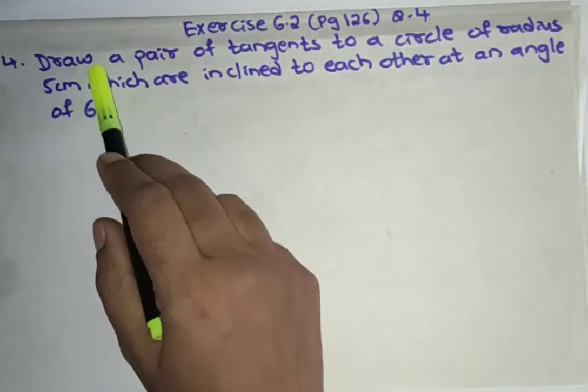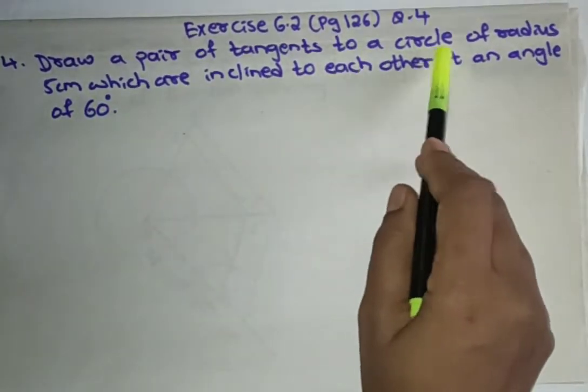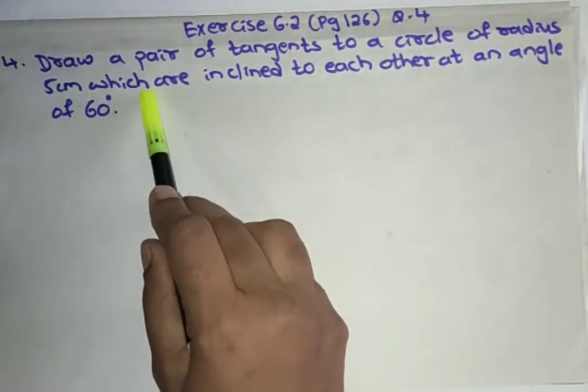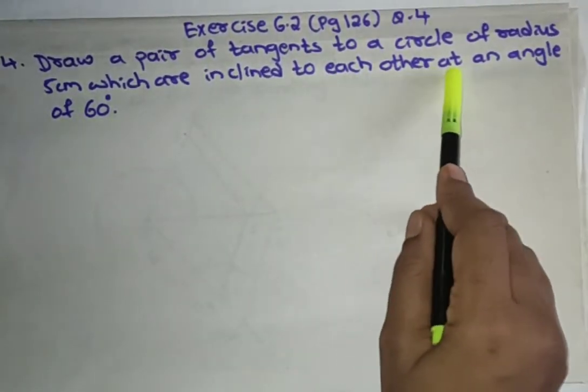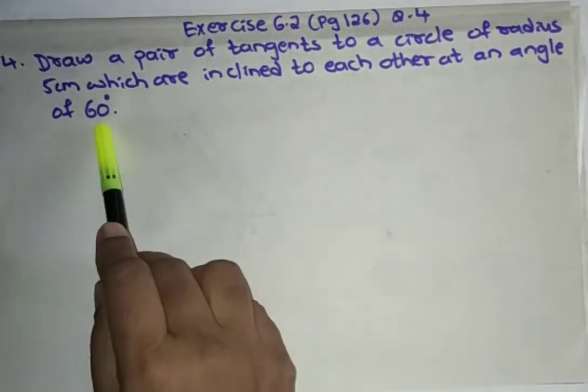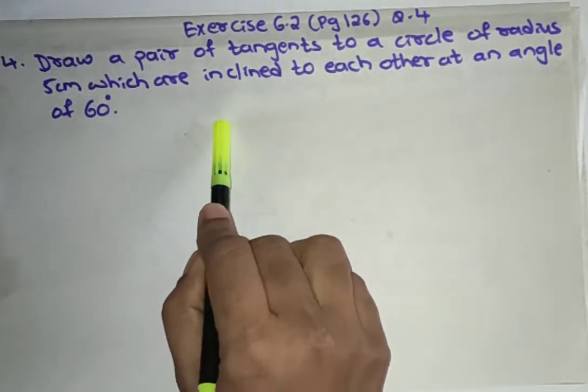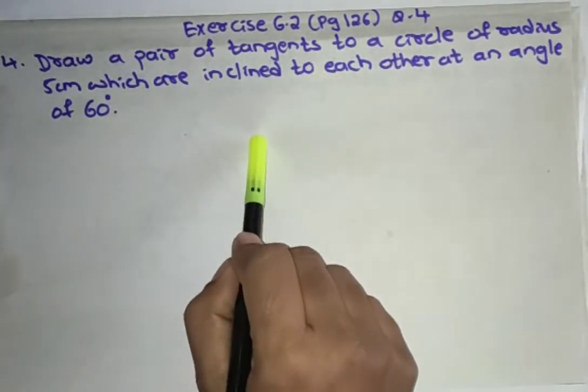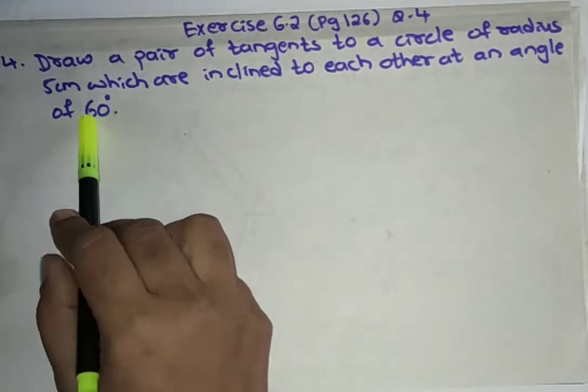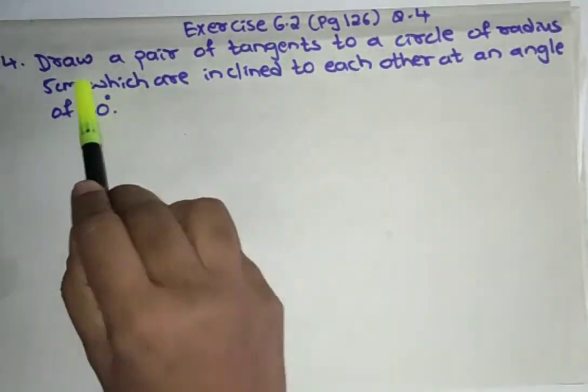Now fourth question. Draw a pair of tangents to a circle of radius 5 cm which are inclined to each other at an angle of 60 degrees. A very important question and a PYQ. In 2019 also they asked this question. In 2020 also they asked the same 60 degrees, but changed the radius.